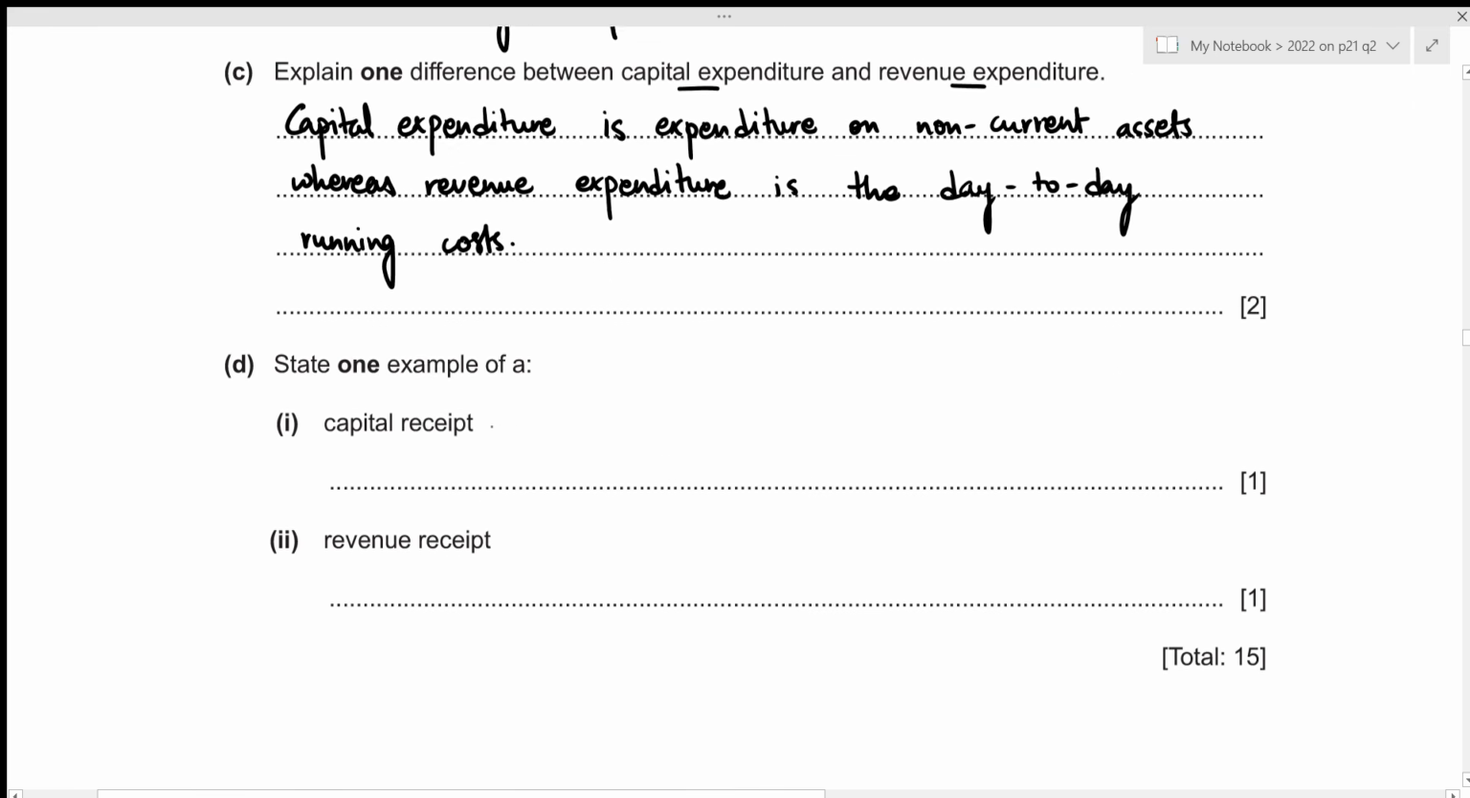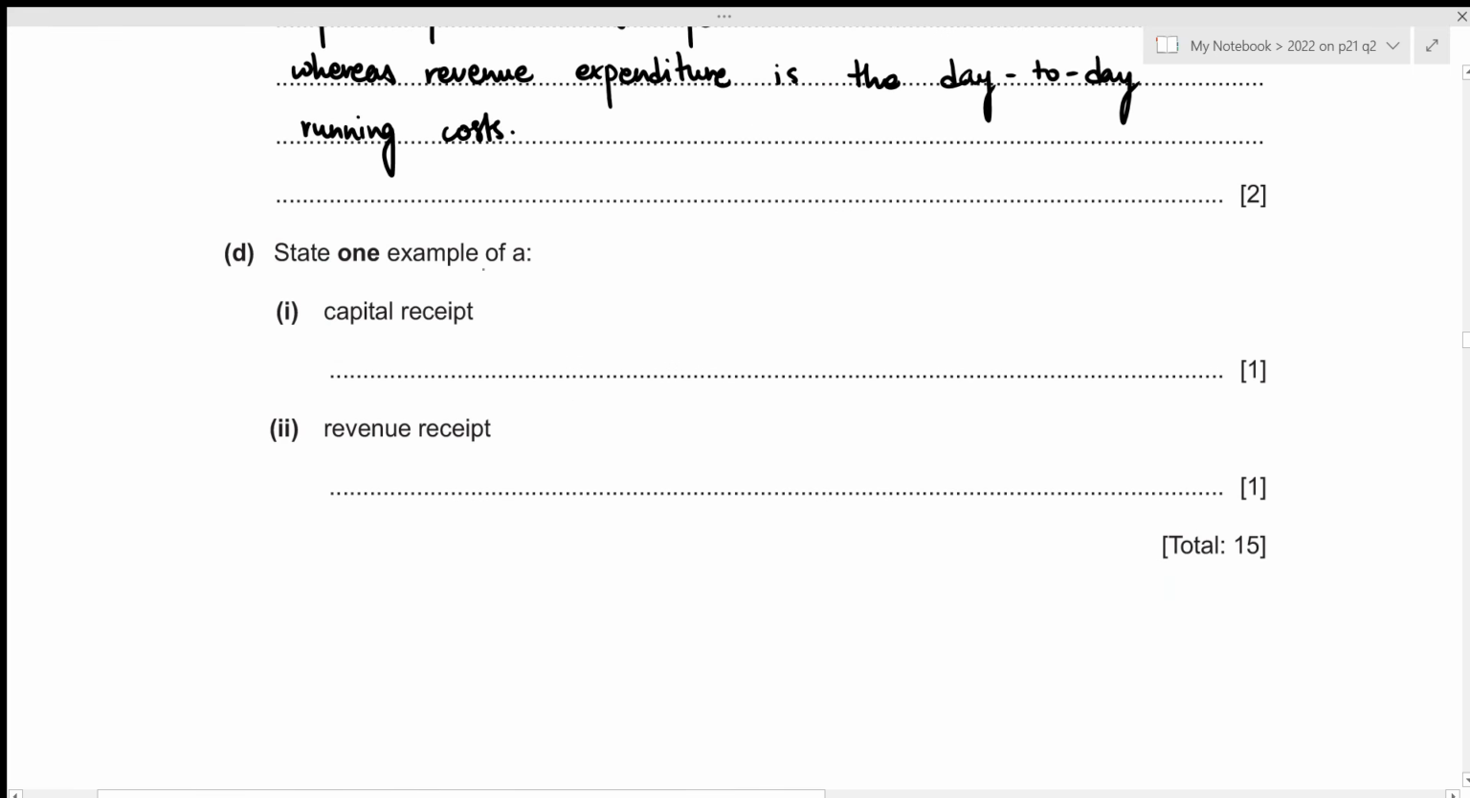Okay, now for the fourth part, we need to state one example of a capital receipt. So capital receipt just means that our capital is increased. So that could be done by capital introduced or cash introduced, right? Let's write it down. Capital introduced or cash introduced.